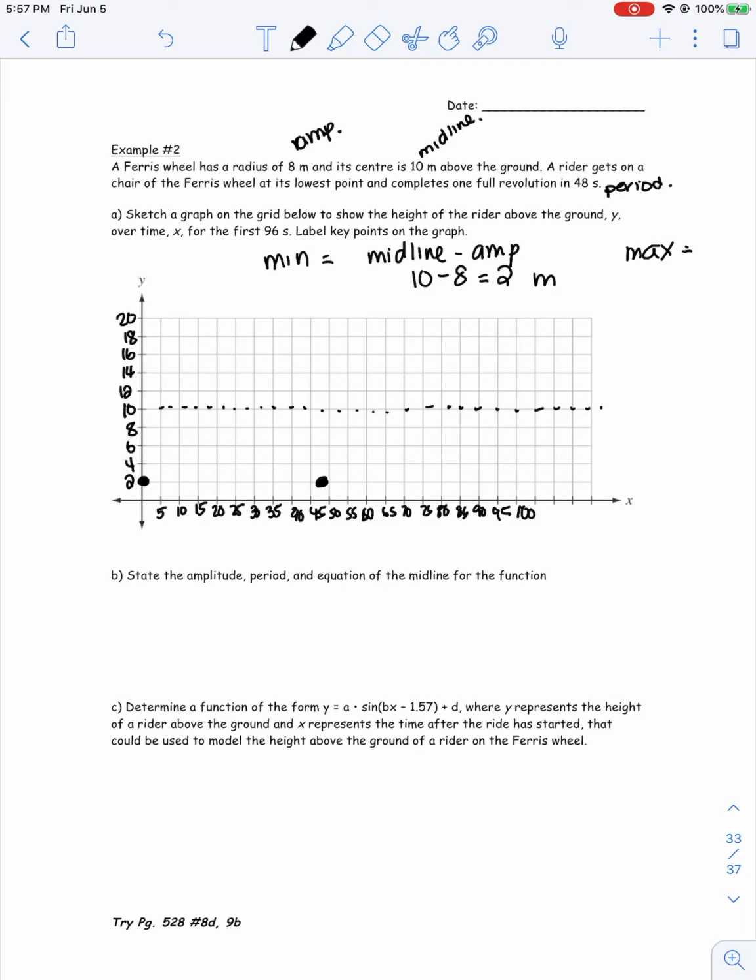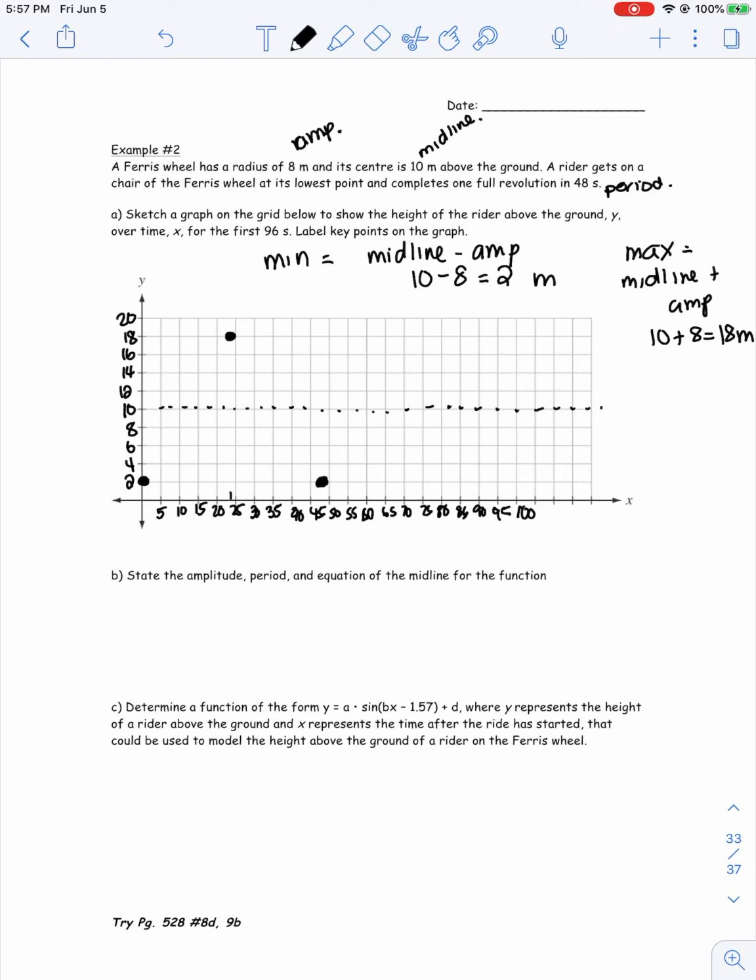Now we need to find our maximum. Our maximum is where we take our midline and add our amplitude. Our midline is 10 and we're adding 8 to get 18 meters for our maximum height. So halfway from 0 to 48 should always be your maximum. So the halfway number between 0 and 48 would be 24 seconds. So at 24 seconds, you're going to plot a point at 18 height.